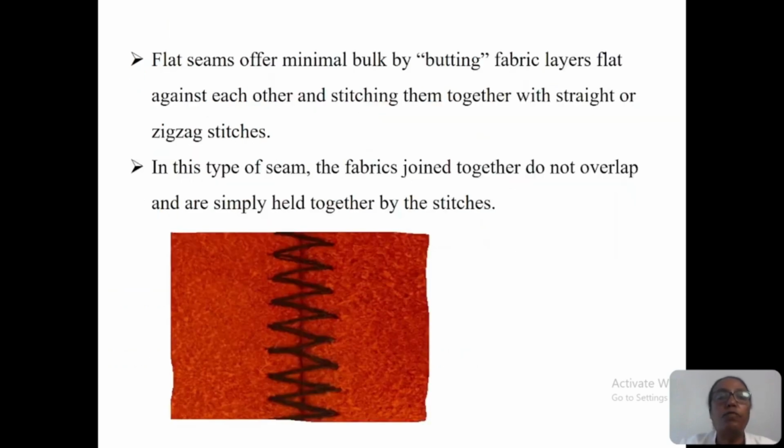A flat seam offers minimal bulk by putting fabric layers flat against each other and stitching them together with a straight or a zigzag stitch. In this type of seam, the fabrics joined together do not overlap and are simply held together by a stitch. You will see this stitch type. This one is zigzag, so there is no extra seam allowance. The two pieces of fabric are already joining each other.